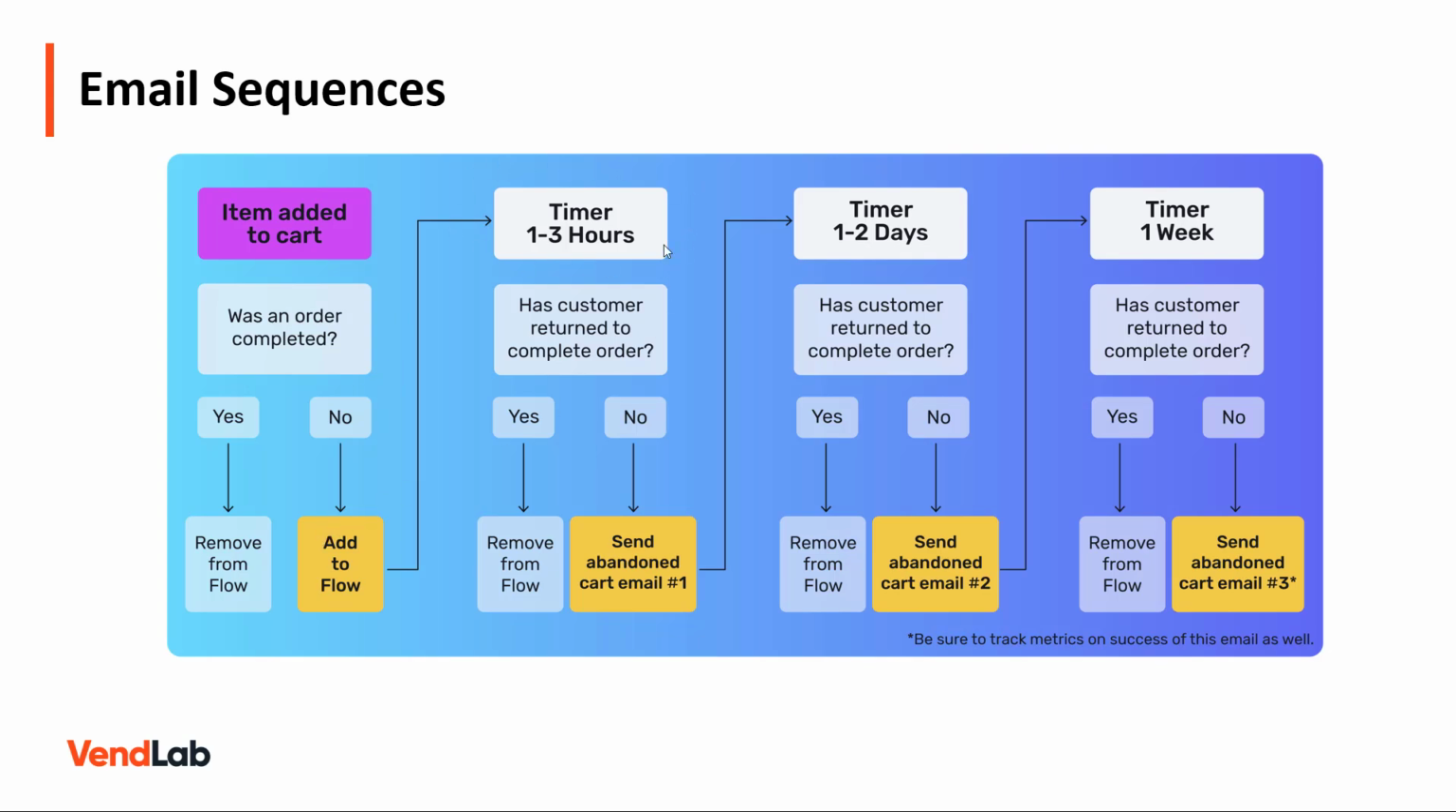The flow waits a few hours and then asks the question, has the customer returned to complete the order? If they have, they're removed from the flow. If not, they're sent the first of a series of abandoned cart emails. Then wait another 2 days. Has the customer completed the order? Yes, removed from the flow. No, send them another email. Then wait another few days. Has the customer returned to complete the order? Yes, removed from the flow. No, send abandoned cart emails. Sending an email flow like this will significantly decrease the number of customers that abandon their cart.